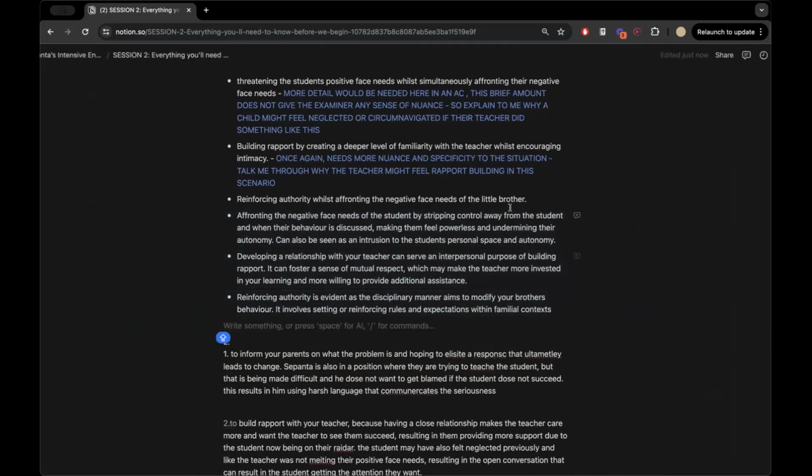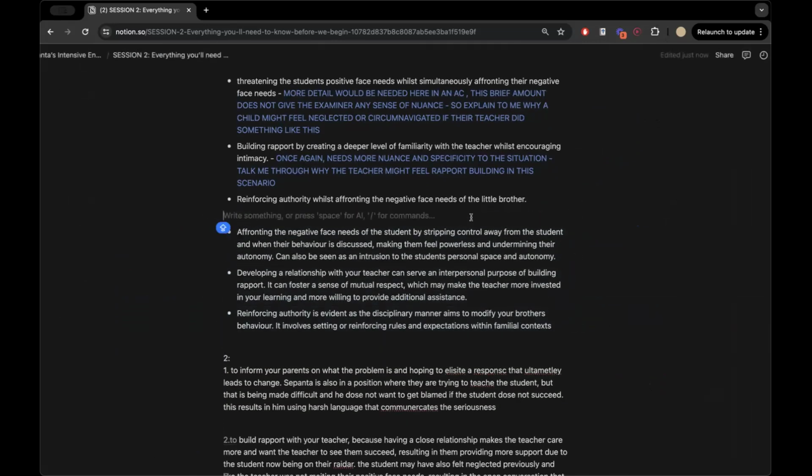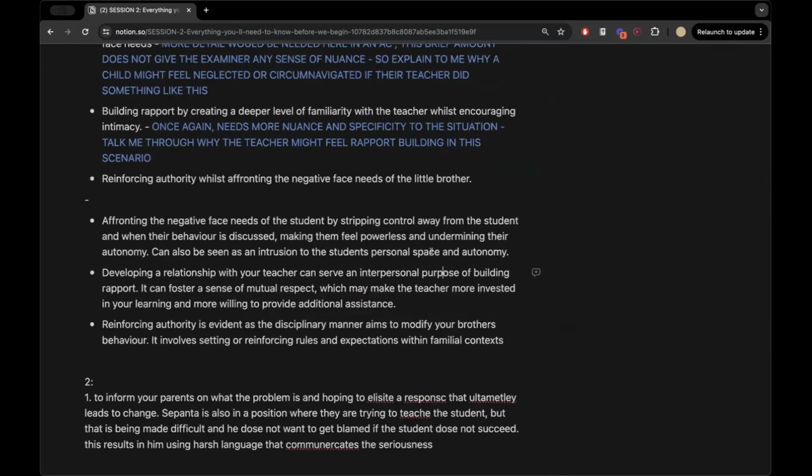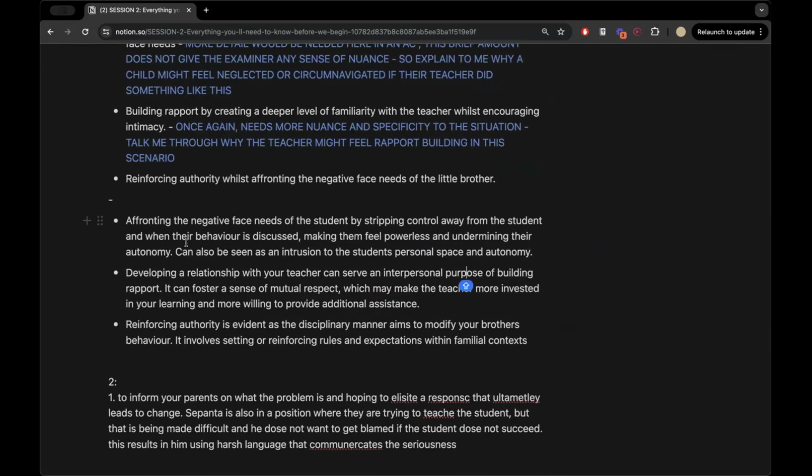So if you look here, this is the progression into where it's ideal. If you look at this, stripping control away from the student when their behavior is discussed, making them feel powerless and undermining their autonomy. This can also be seen as an intrusion to the student's personal space and autonomy. Now, of course, try not to repeat autonomy very close to one another like this because it can come across as a little jarring and repetitive, but well done.